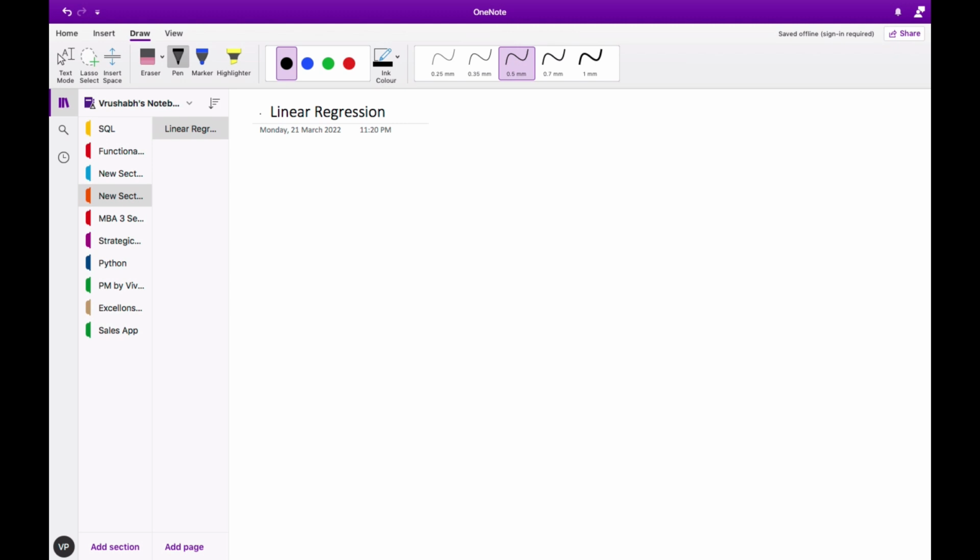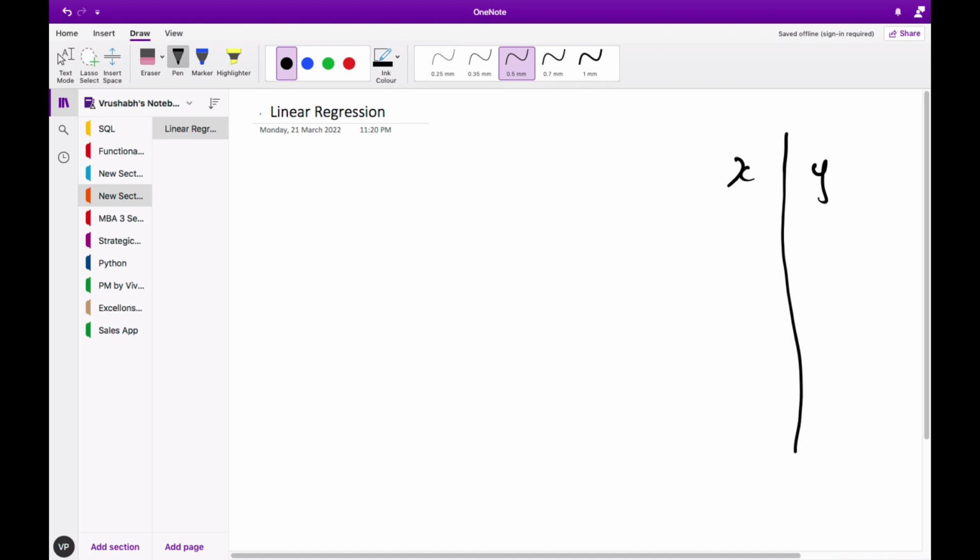Let's say I have a table which contains x variables and y variables. Let me draw this over here. Let's say when x is 1, y is also 1. When x is 2, y is also 2. When x is 3, y is also 3. When x is 4, y is also 4, and so on and so forth.